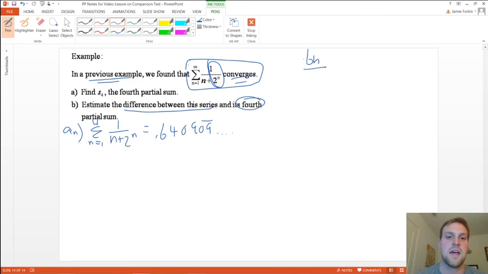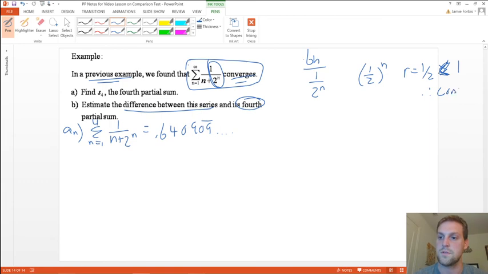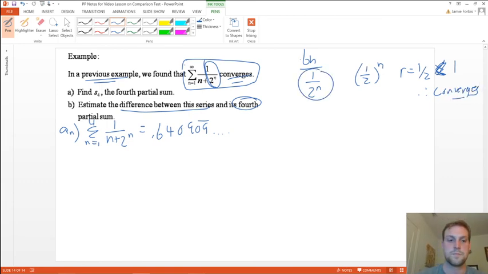And the reason I chose that and not 1 over n is because, first of all, 1 over n diverges, so that wouldn't be helpful. And 1 over 2 to the n converges. Okay, I know this converges because this is the same thing as saying 1/2 to the n, and the rate is equal to 1/2, which is less than 1, and therefore converges. So I'm going to use this as my b sub n.